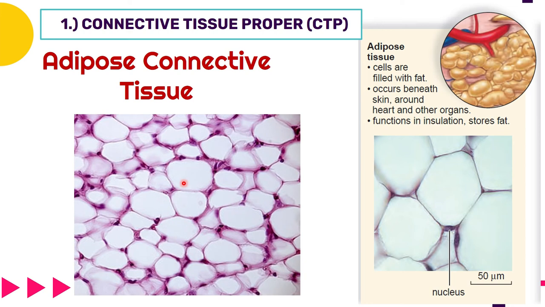Each adipose cell, or fat cell, is filled with fat, and the nucleus is at the sides, as you can see here. It is not in the middle but at the sides, because the inside of the adipose cell is packed with fat. Okay. And what is the function of the adipose tissue? It functions in, I will mention this one first, it stores fat, of course.